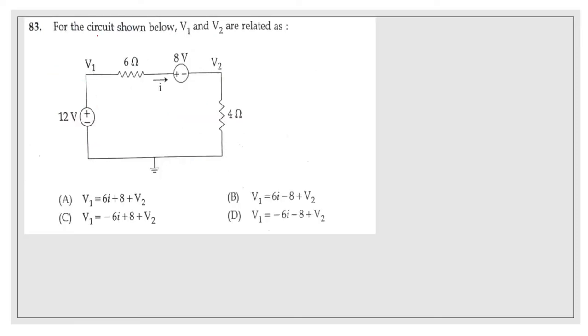Next, problem 83. For the circuit shown below, V1 and V2 are related as: here V1 is connected to the positive terminal and this is connected to the negative terminal. How to write the equation using Kirchhoff's voltage law? First, V1 is a voltage rise, and then the next one is a voltage drop, that is 6 into I. Again, 8 volt is a voltage drop. V2 is also a voltage drop, equal to 0. So V1 equals 6I plus 8 plus V2. Option A is the correct answer.